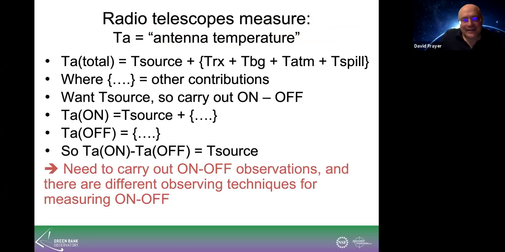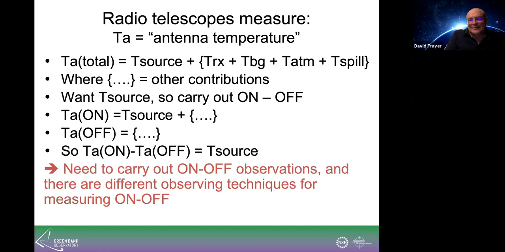Well, I should update this slide. This is pretty low tech here. But anyway, the antenna temperature, TA, is measuring everything. It's your source plus everything else, your receiver noise, your atmospheric noise. So what we basically do is on minus off. When you're on the source, you see the source and everything else. Then you go off the source, and you don't have the source, so in principle you're just measuring everything else. If you subtract those two, then you get the signal from your source.